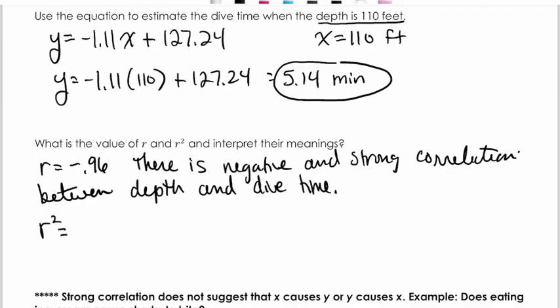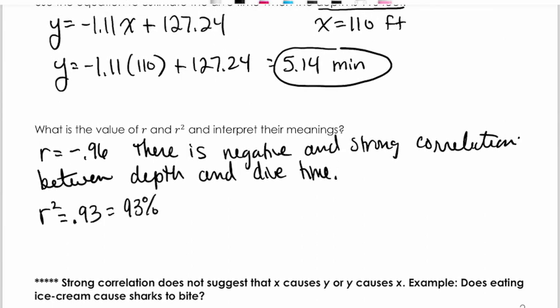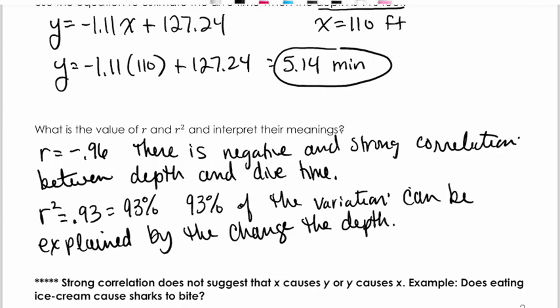Now the R squared value we got was 0.93, which would be 93 as a percent. And that tells me that 93% of the variation can be explained by the change in the depth. So it's something that we can account for. We know what that is. So 7%, which is the complement of 93, 7% of the variation cannot be explained.